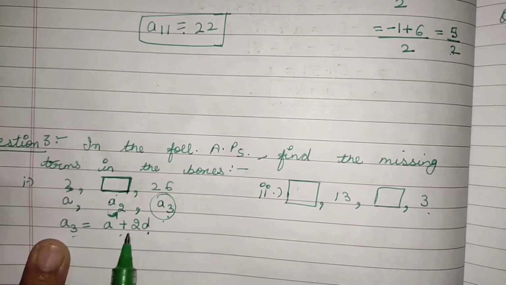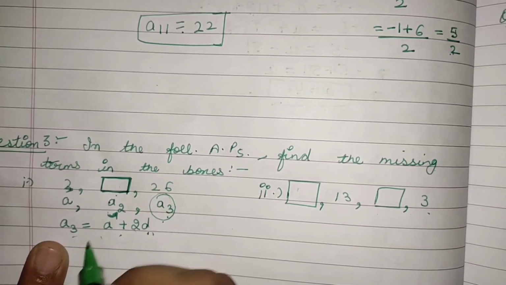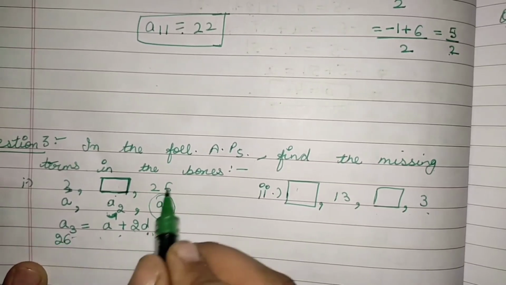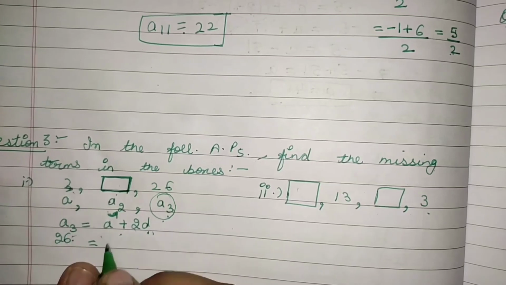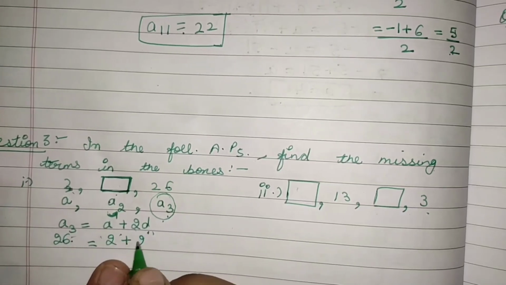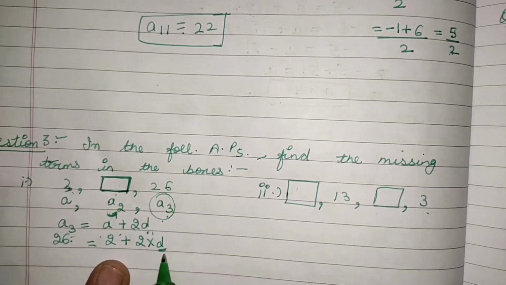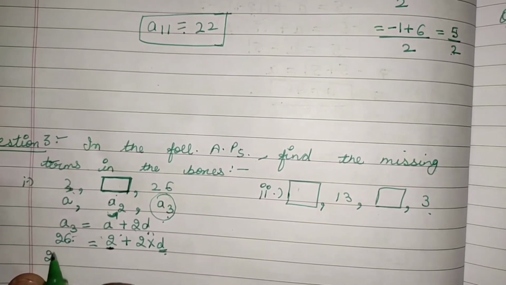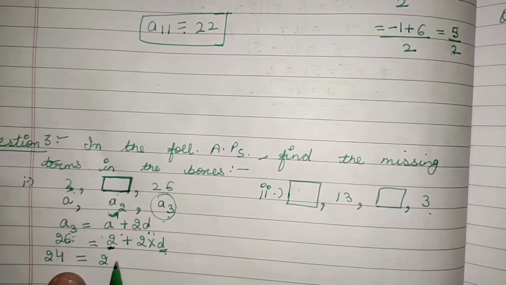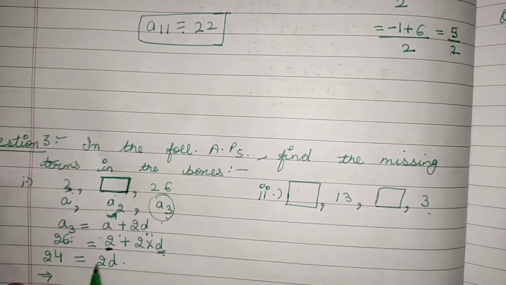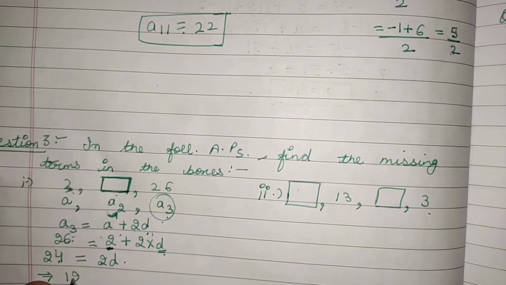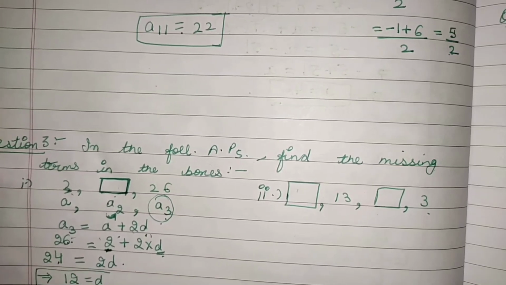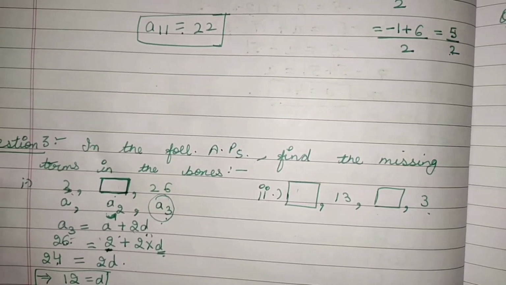So for the third term, the formula is a plus 2d. a_3, I know the value of a_3 is 26. a is my 2, plus 2 into d. I have to find out d, my common difference. So this 2 will go to this side and this will become 26 minus 2, which is 24, equal to 2d. So 2 will get divided here. So my answer will be, common difference will be equal to d.